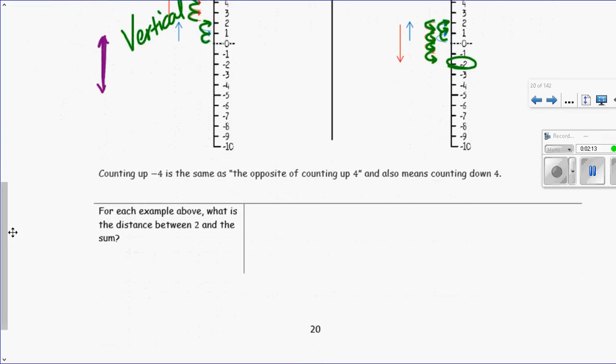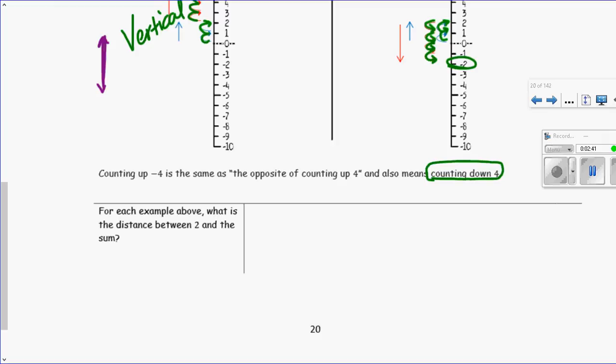Counting up negative 4 is the same as the opposite of counting up 4. So instead of going up 4, I'm going down 4. Or instead of going to the right 4, I'm going to the left 4. So you're just going to hear it like counting down 4 is counting negative 4. So I'm going down or to the left. Just a quick visual for you.